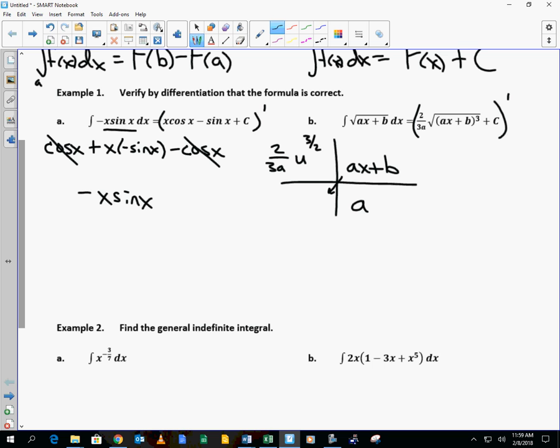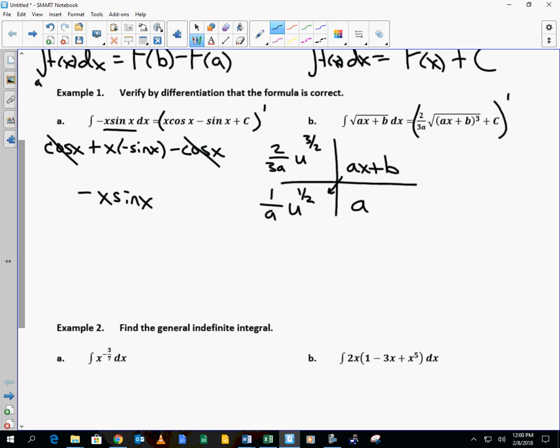If I take the derivative of 2 over 3a times u to the 3 halves, what happens to the 2/3? Goes away. I'm left with 1 over a times u to the 1/2. We're taking the derivative. I throw the power in front.